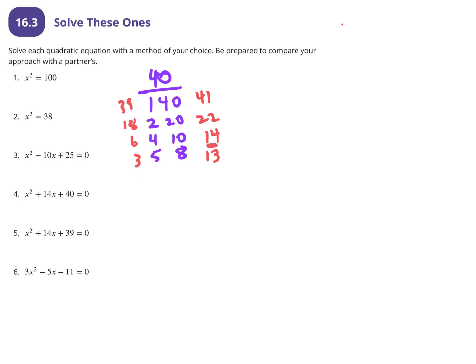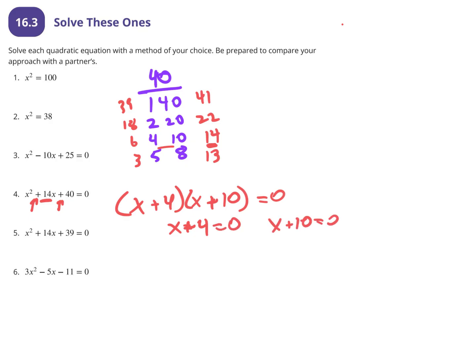I see 14 is the same as the middle term. That means 4 and 10 are my factor pairs. So I got x and 4 and x and 10. Since the sign here is positive and this side here is positive, they're both positive, equal to 0. x plus 4 equal to 0. x plus 10 equal to 0. Subtract 4 from both sides. Subtract 10 from both sides. x equals negative 4. x equals negative 10. So we should always get two solutions unless it's equal to 0 or a negative number.